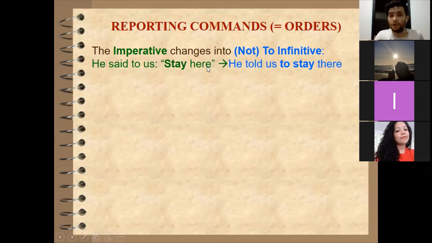Esta sería la forma normal. ¿Cómo sería la forma del reported speech? A esta orden, ¿cómo sería el reported speech? De la siguiente manera. He told us to stay here. Él nos dijo que nos quedáramos aquí. Right? He told us to stay here. ¿Por qué to stay here? Porque stay here es una orden, es una acción imperativa, y cuando tenemos una oración imperativa tenemos que usar el infinitivo. En este caso no usamos not porque la oración es positiva, pero en caso de que sea negativa, pues tendríamos que usar not to.